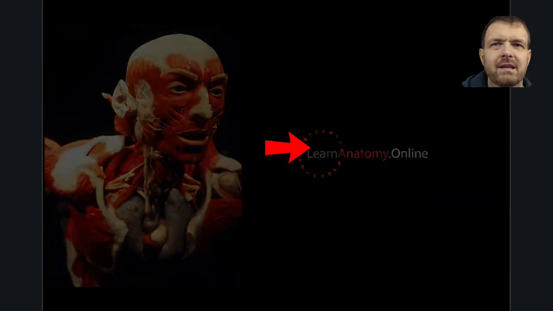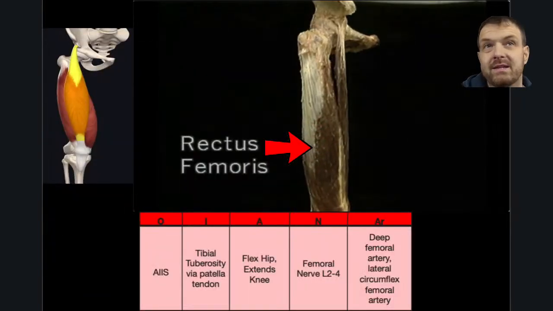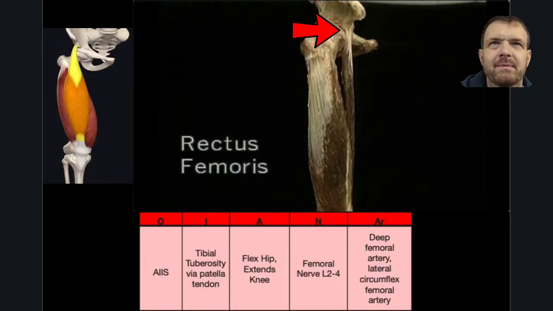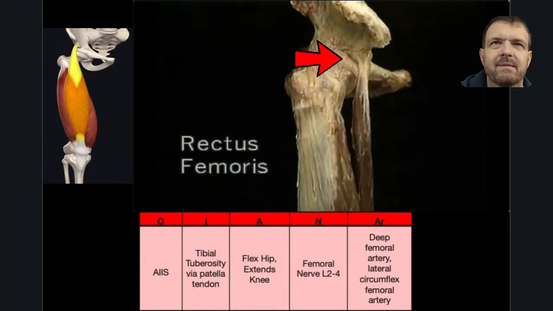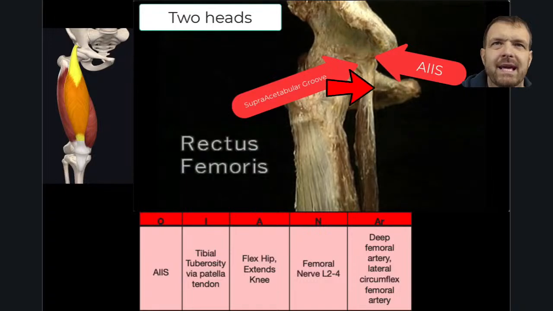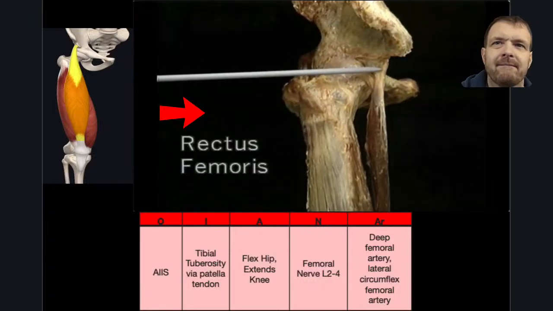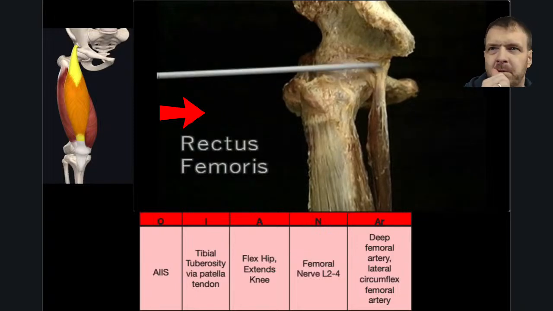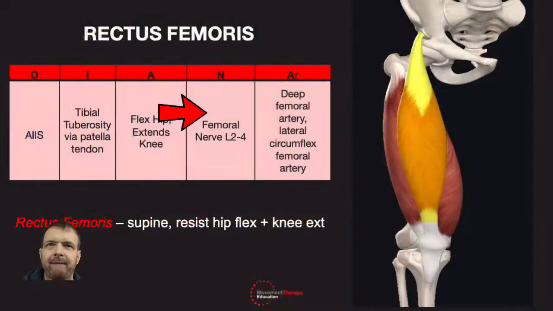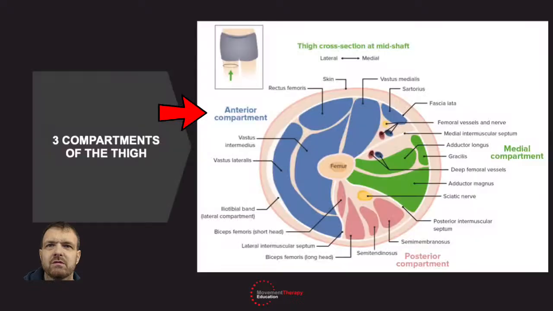Yeah, cool. So the main bit for me, the different bit, is that little slip of tendon just coming up there. You can see the main one onto the AIIS and then that little slip coming across there. So it's actually got two heads on that rectus femoris, which is quite interesting. Cool. So that's one of the muscles of your anterior compartment.